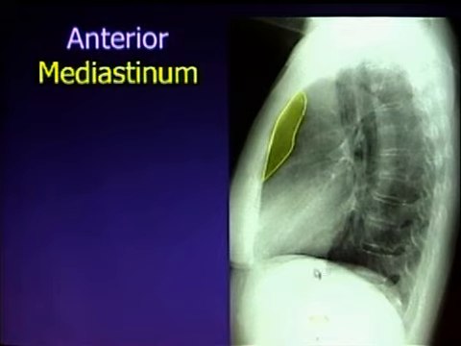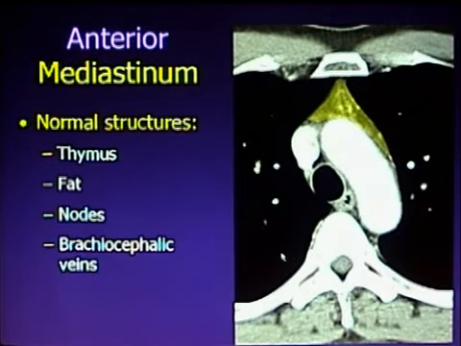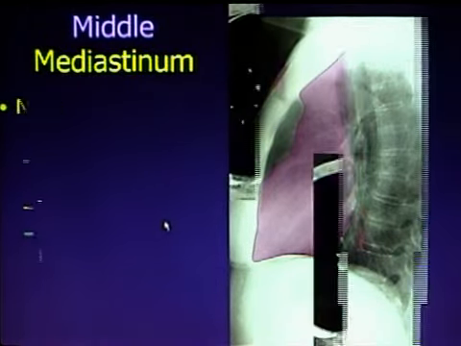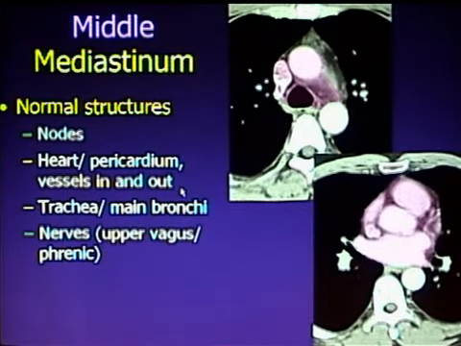When we talk about the anterior mediastinum, and I am going to use for the purposes of the discussion right now the first, more commonly used divisions, the anterior mediastinum would include normal structures such as the thymus, anterior mediastinal fat, lymph nodes, and the brachiocephalic vessels. So it's this area here, obviously anterior to the vessels. The middle mediastinum, therefore, would include the heart and the great vessels, and additionally lymph nodes, all the vessels going in and out of the mediastinum, the trachea, and the main stem bronchi, and the nerves, including in particular the upper extent of the vagus nerve and the phrenic nerve.